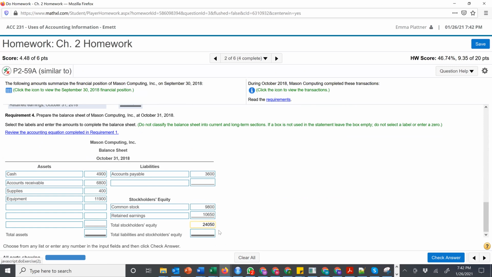2450. I got assets for 2,400. The one on the left here. Yeah, you mean 24,000. Yeah, sorry. Okay, and then total liabilities and stockholders' equity, you're adding 2450 and 3,600, so it's 27,650. Great.